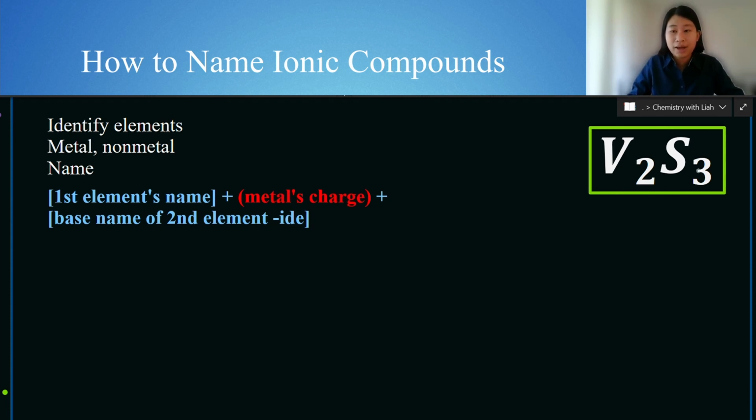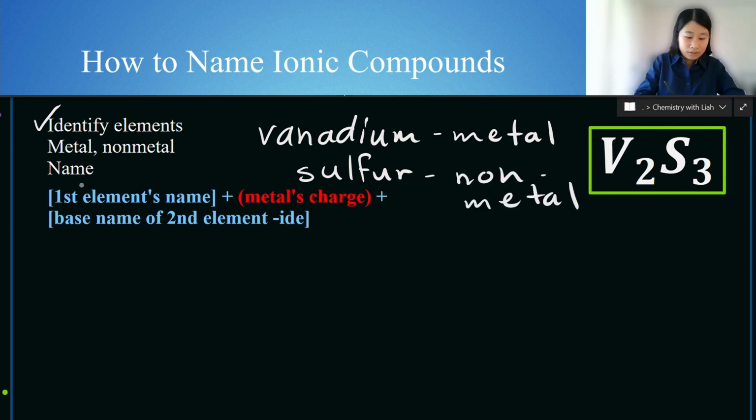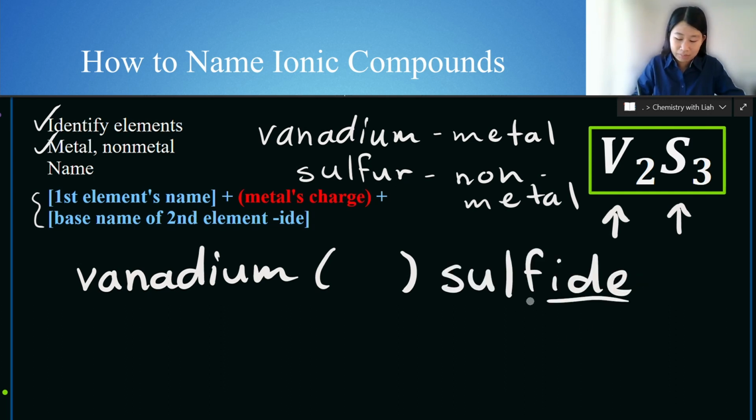Here we have V2S3. V stands for vanadium, and S is for sulfur. So we have identified the elements, and we know that vanadium is going to be our transition metal, and sulfur will be the non-metal. Now we need to use this little formula in order to name this compound. We're going to name it by using the first element's full name, so that's going to be vanadium. Then we're going to have the charge of vanadium in parentheses, and then finally we will have the base name of sulfur plus the ending IDE. So we're going to have sulfide.